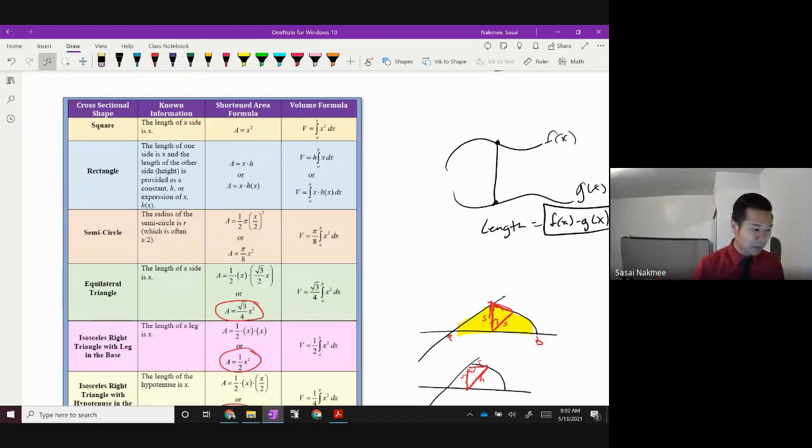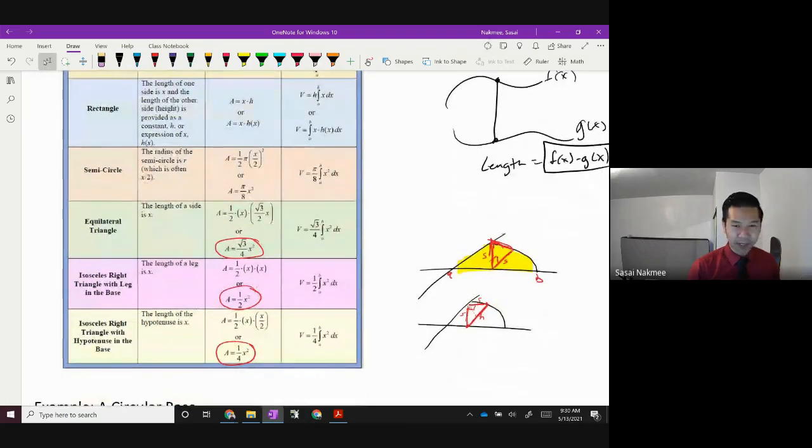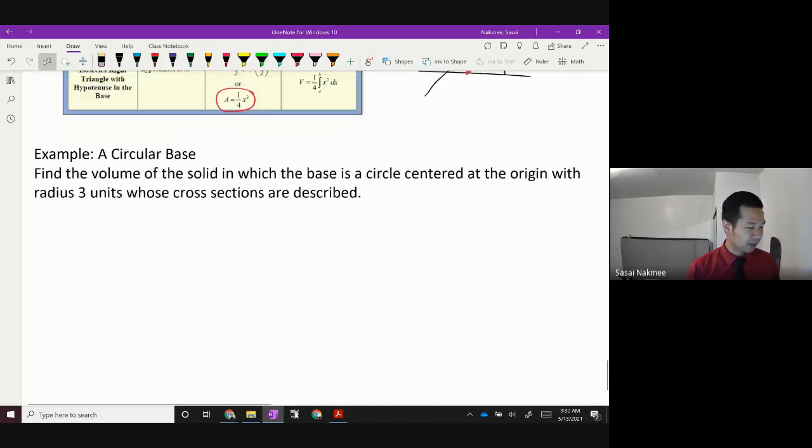So a lot of these problems come down to your geometry skills of figuring out the area of that particular cross section, and maybe a little bit of algebra skills to calculate what the base of that cross section is. Right. So let's start off with this problem right here.